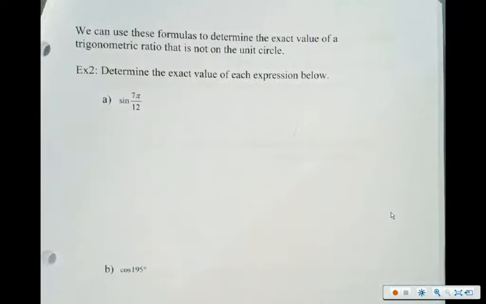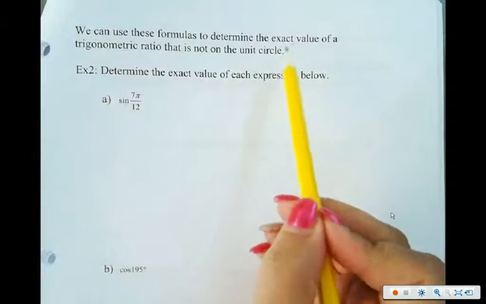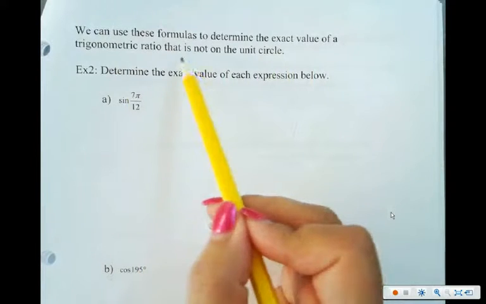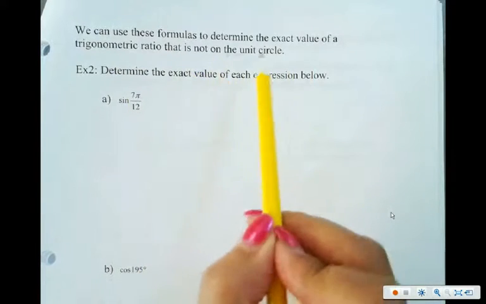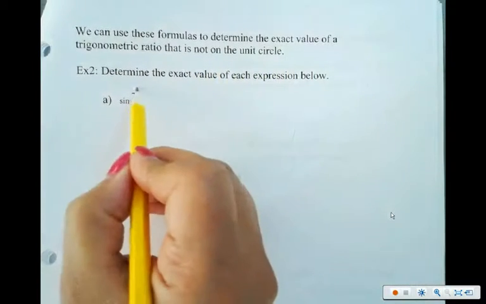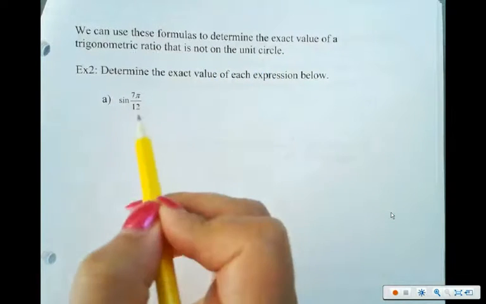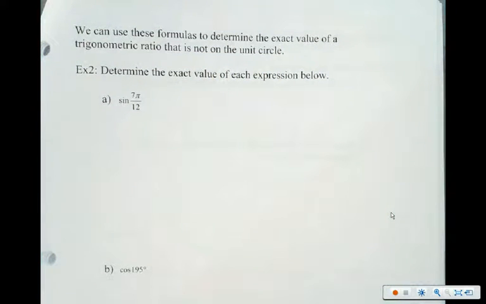All right, so now this next question. We can use these formulas to determine the exact value of a trig ratio that is not on the unit circle. So now 7 pi by 12, that's not one of the ones that we know, right? It's not a 0, 30, 45, 60, 90, 180. It's not one of those multiples.